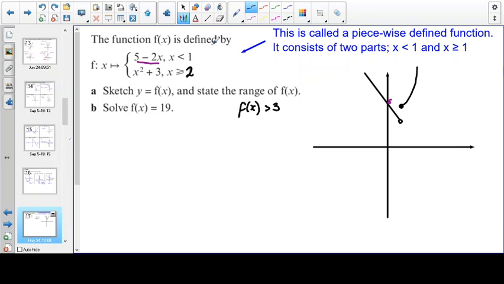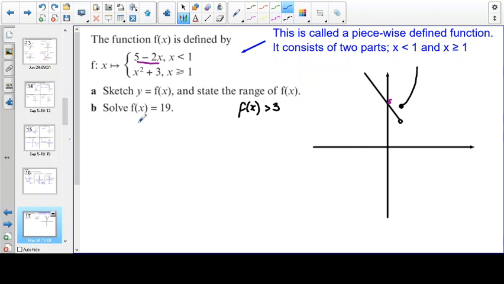They might give you what looks like a piecewise function, and they might ask you to say what the problem is with it. So if there's an overlap or if there's a gap, then that cannot be considered to be a function. So just something for you to think about there.